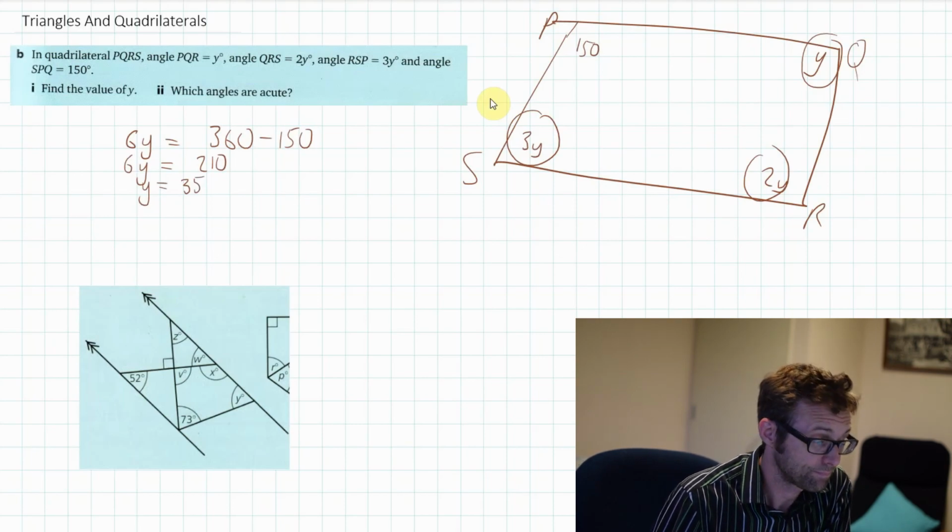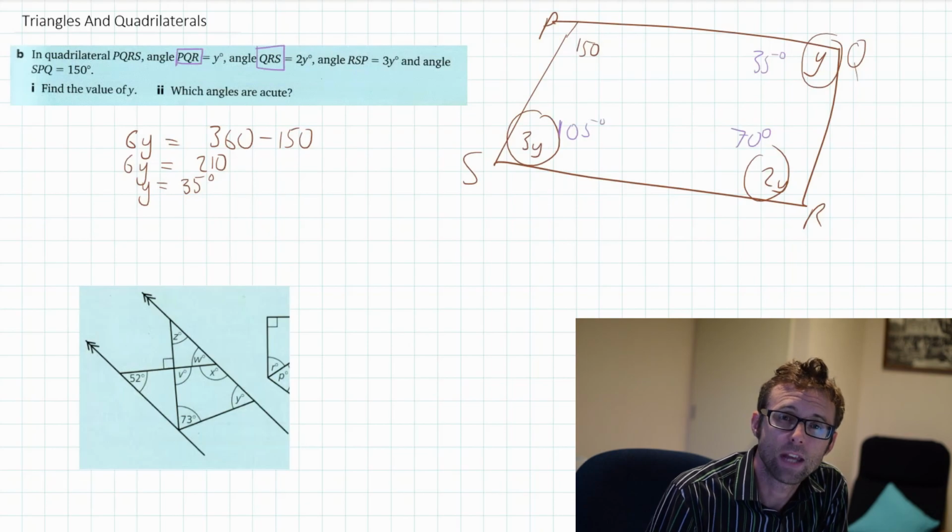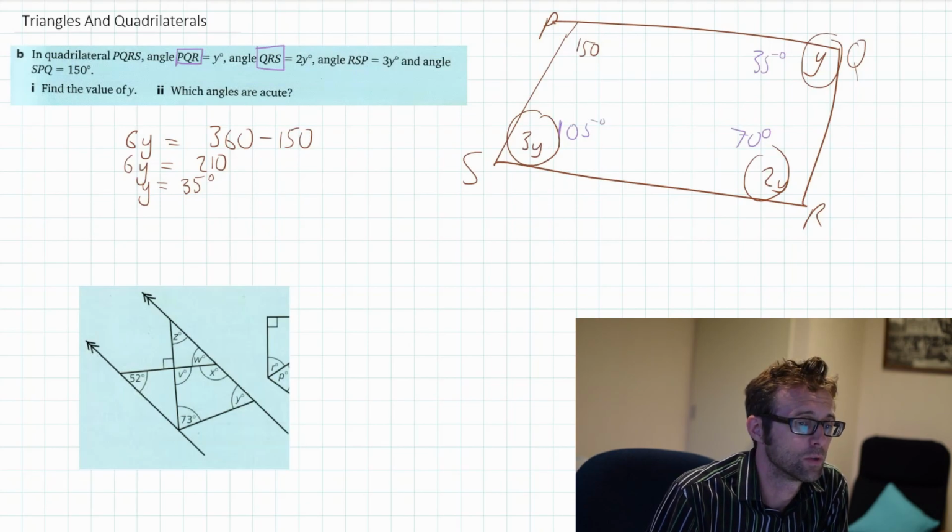Okay, 35 degrees. And then we can say, in that case, this one over here is 35 degrees. This one here is 70 degrees. And this one here is 105 degrees. Which angles are acute? Well, we can therefore say that angle PQR is acute and angle QRS is acute, because acute angles are less than 90 degrees. Okay, that's our first one.